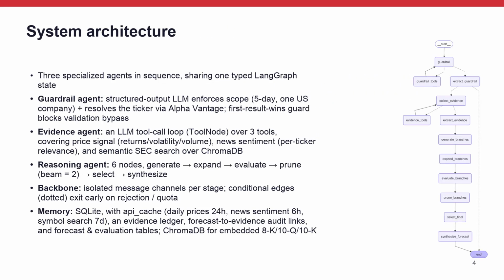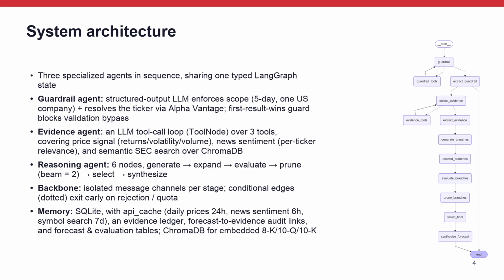Here's the system, end to end, and the diagram on the right is the actual compiled LangGraph, not a hand drawing. It's 3 specialized agents in sequence, all sharing one typed state object. The first agent is the guardrail. With a single structured output LLM call, it does 2 things. It confirms the request is in scope, a 5-day forecast for one US company, and it resolves the company name to a canonical ticker through Alpha Vantage's symbol search. One detail I'm proud of is a first result wins policy. The orchestrating model isn't allowed to keep retrying validation with reworded arguments to sneak something through. Anything out of scope is rejected right here, before a single expensive call runs.